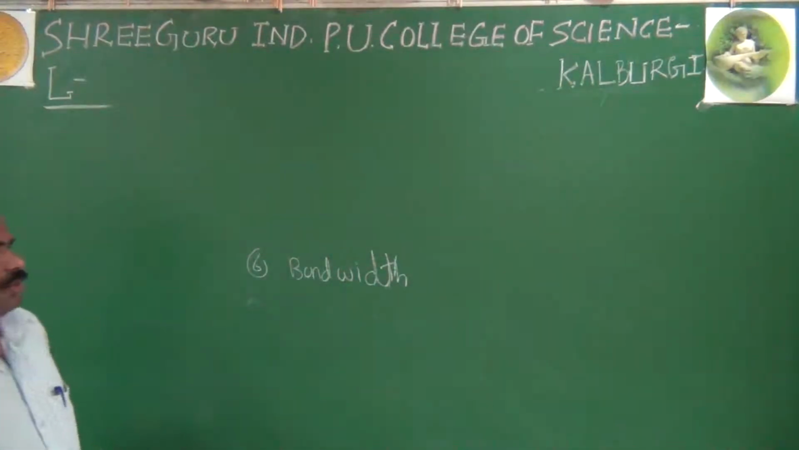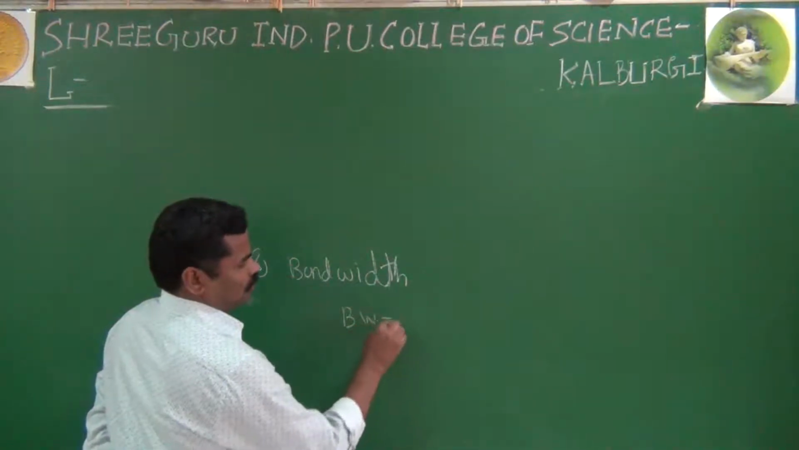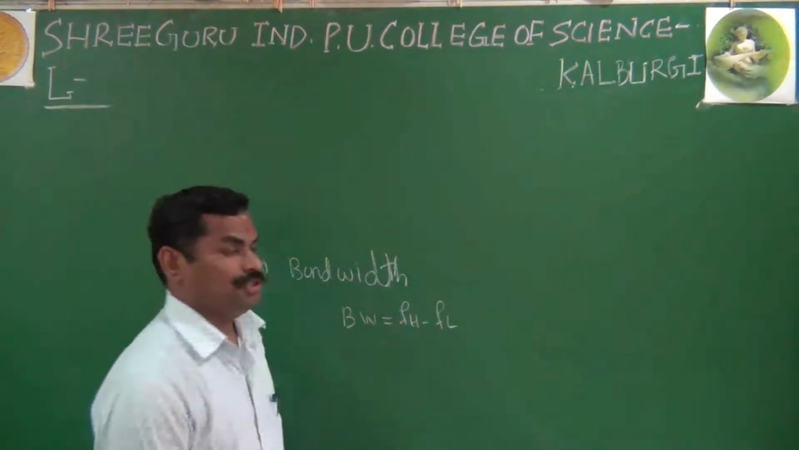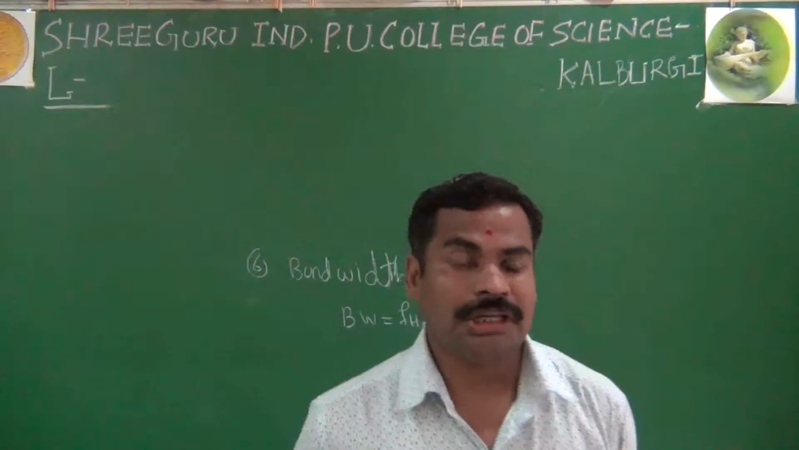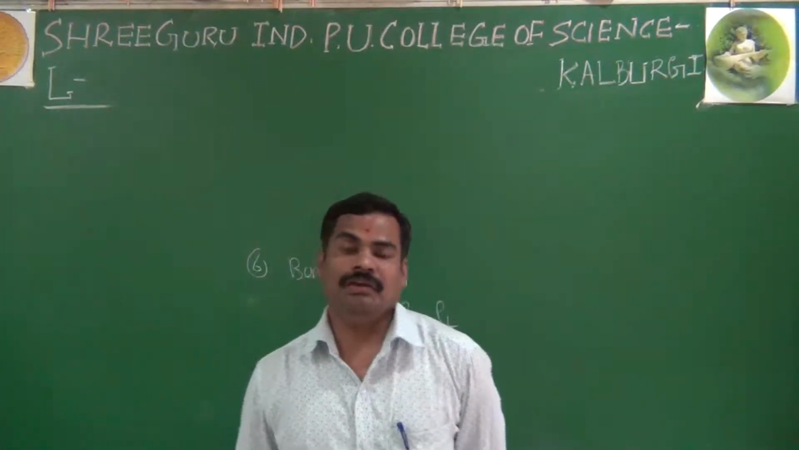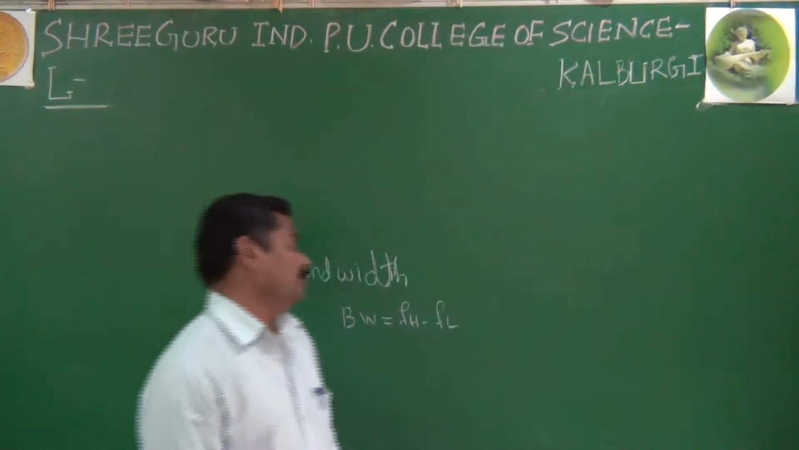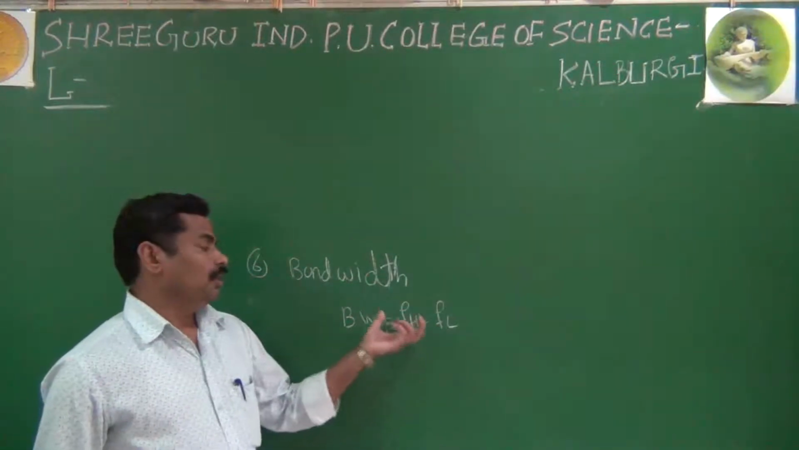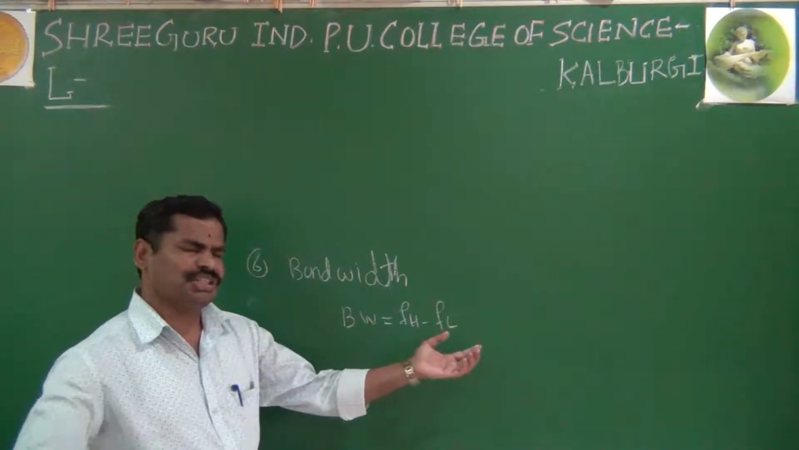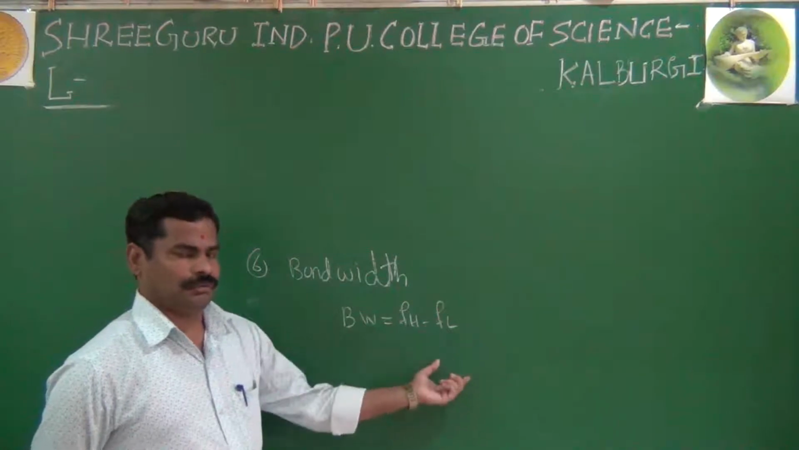Actually, the bandwidth, we can write as BW, is nothing but FH minus FL. It is the difference between the higher frequency and the lower frequency. FH is the higher frequency and FL is the lower frequency. I can also say it is the higher cutoff frequency minus the lower cutoff frequency.